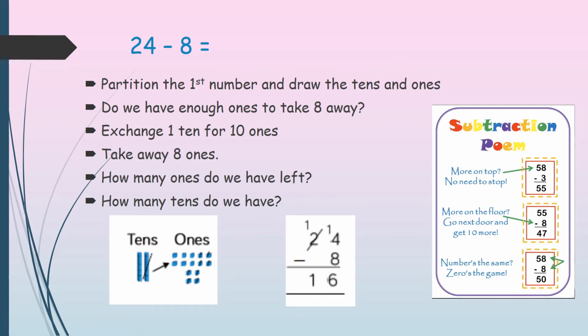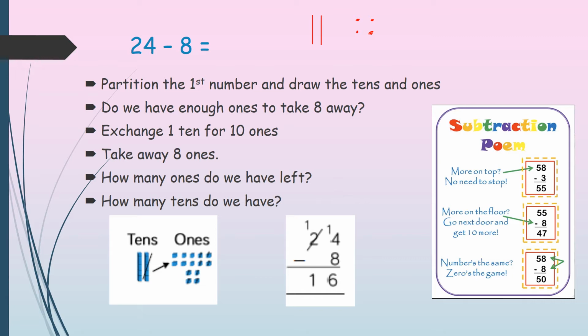So I would draw 2 ten sticks for my 20, like this, and I would draw my 4 ones nice and clearly, like this. Here we go. Now, I then need to think, I'm going to take away 8. Have I got enough ones to be able to take away 8? No, I haven't. I've only got 4, I cannot take away 8 of them.